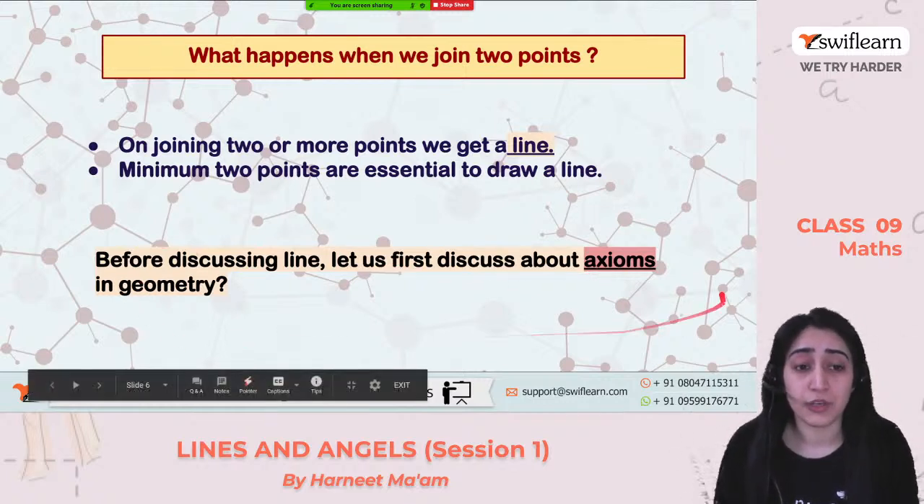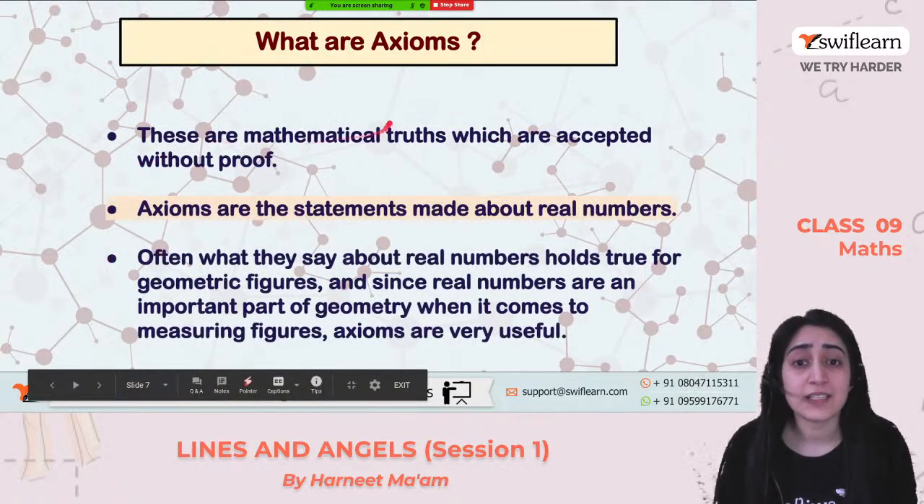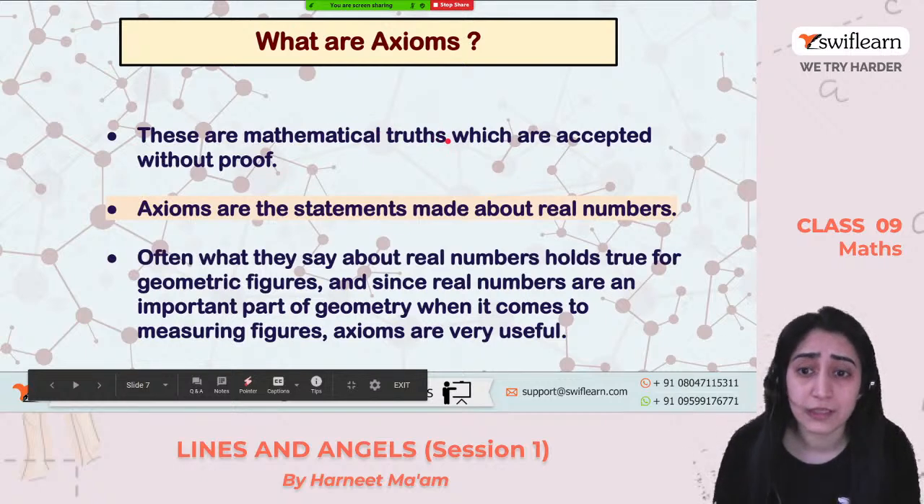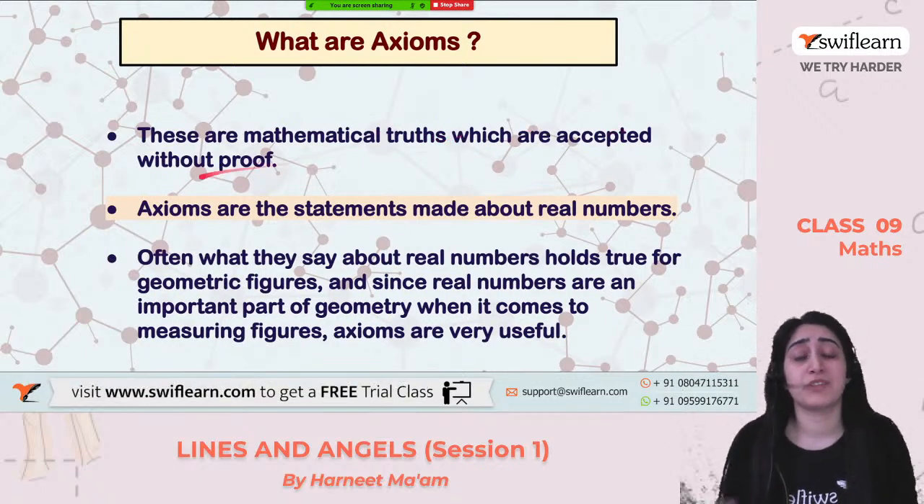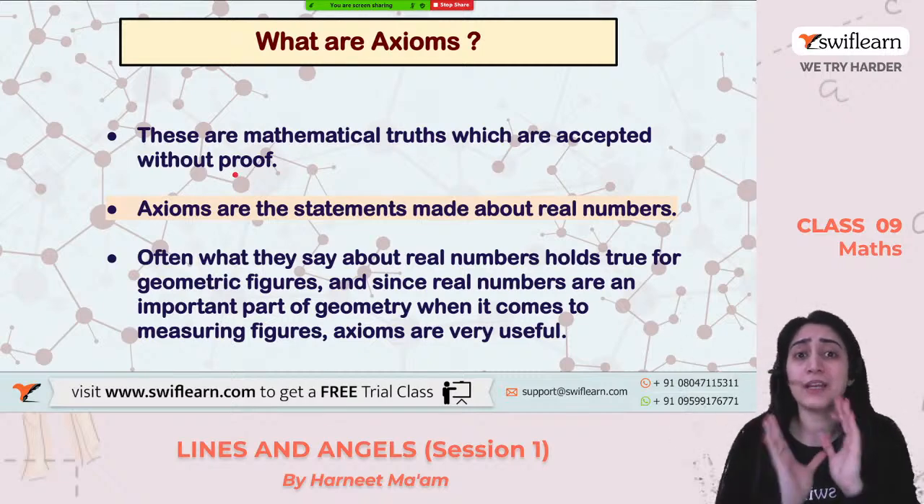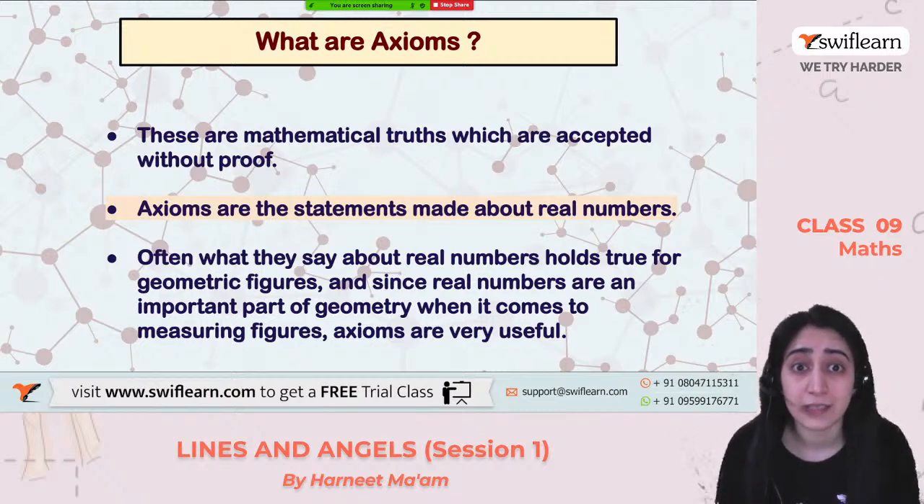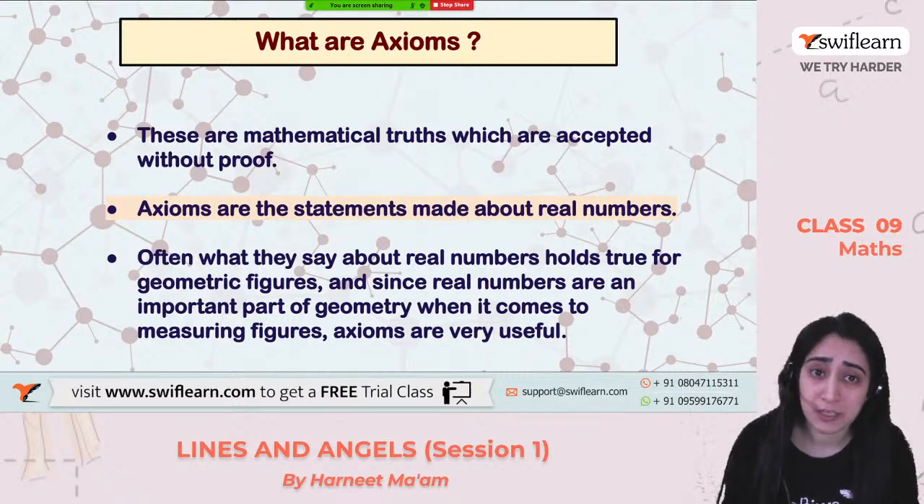Okay, so before discussing what a line is, let us understand what axioms in geometry are. What do we call this? What is an axiom? See, this is a mathematical truth. It is a truth which is accepted without proof. So there is something mathematically available that we take for granted. In other words, it is not proven, but it is acceptable.